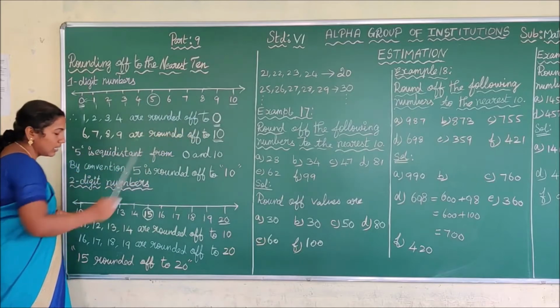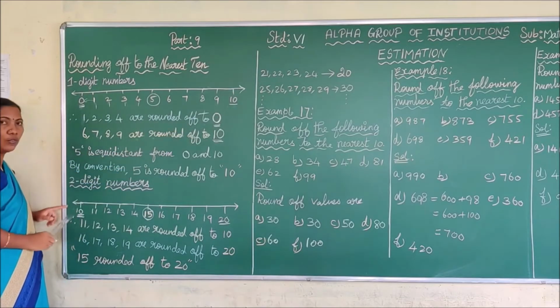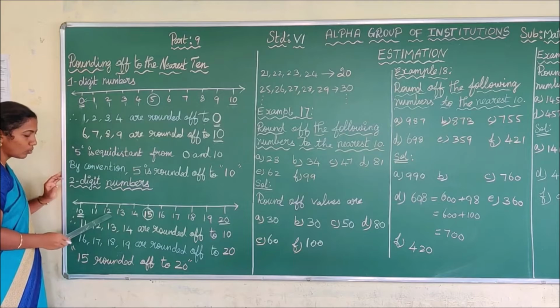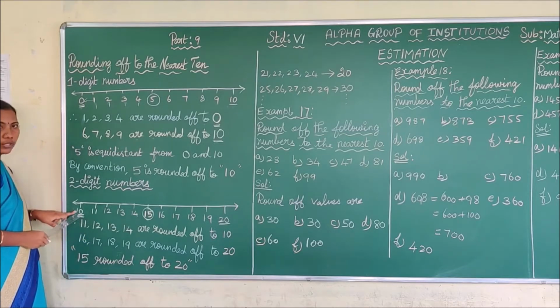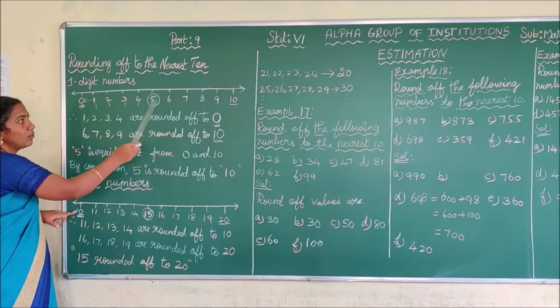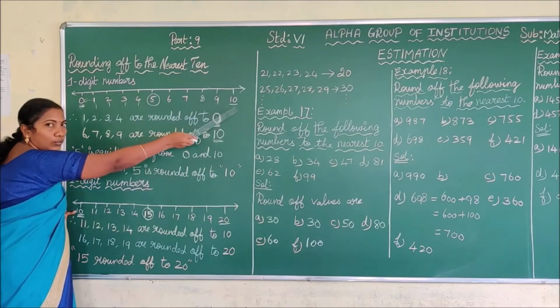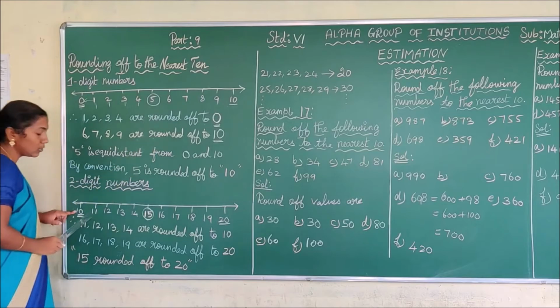Is it clear, children? See here. So what are the numbers we are rounding off to? 10, 11, 12, 13, 14. These numbers are rounded off to 10. Here 5, 6, 7, 8, 9 are rounded off to 10. This is a 1-digit number. Here it is a 2-digit number.